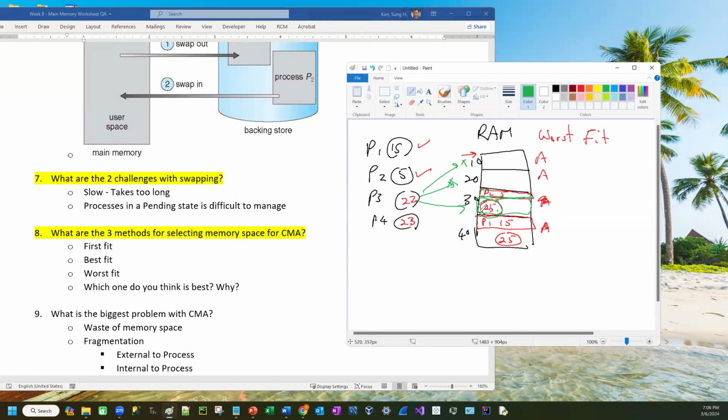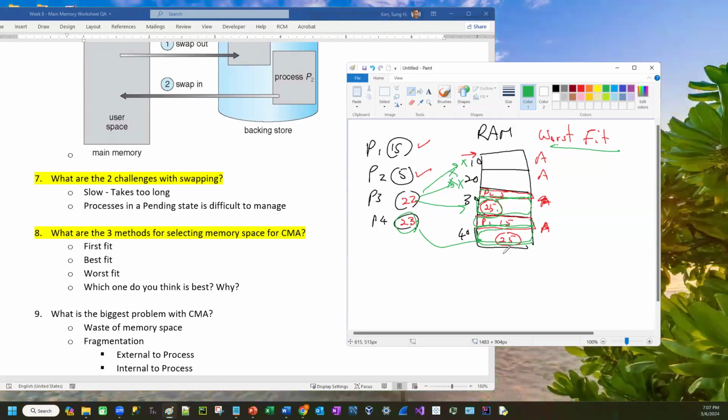Okay, and then when the 23 comes in, it can also go in, not here, not there, but it can go into this one because P1 took this guy rather than this one, right? So the worst fit is pretty good because it leaves a bigger available space at the end. Does that sort of make sense, everyone? Yeah, I take that as a yes, so sounds good.